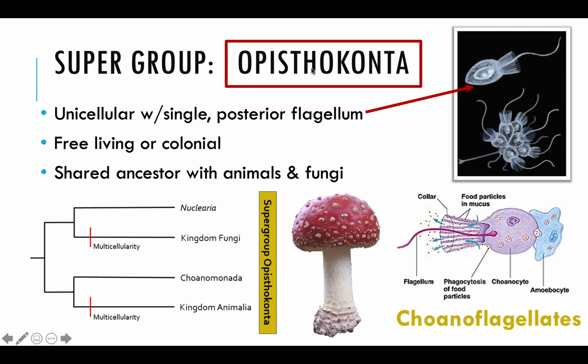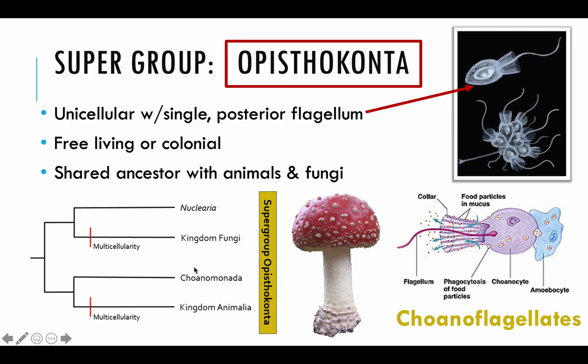And then our last group that we're going to talk about is Opisthokonta. So this is a very weird supergroup because it actually contains kingdom Fungi and kingdom Animalia. So as far as taxonomic ranking, supergroup is kind of a weird word. It's above kingdom. It's kind of in the middle of domain and kingdom. But it's really just a little addition here to kind of help us classify things.